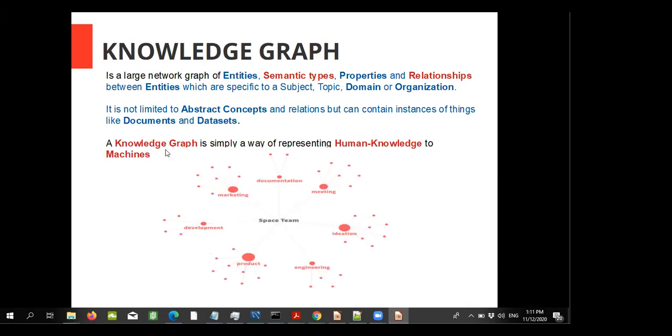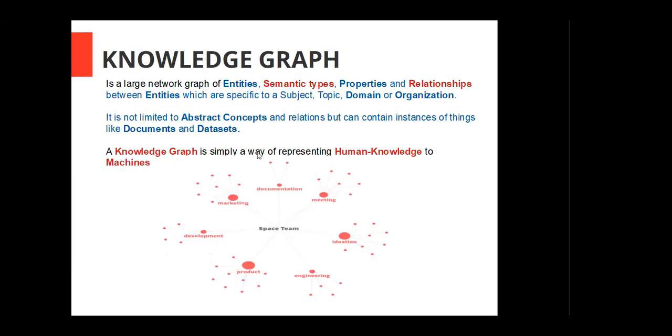Okay, so by definition, there are plenty of definitions of knowledge graph, but the simplest one I want everybody to take home is this last one here. The knowledge graph is a simple way of representing human knowledge to machines. This is the basic way, it's not technical. If you can understand it this way, then it can help us understand the technical part. There are too many definitions out there to make sense, but the most technical one is this one.